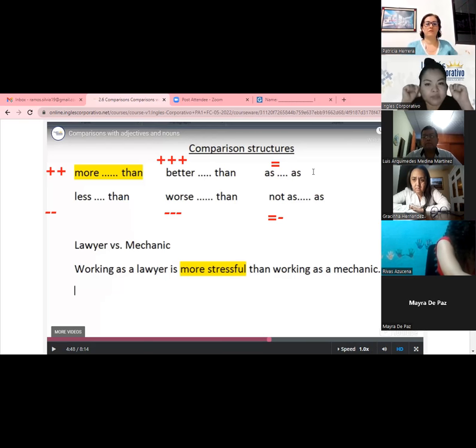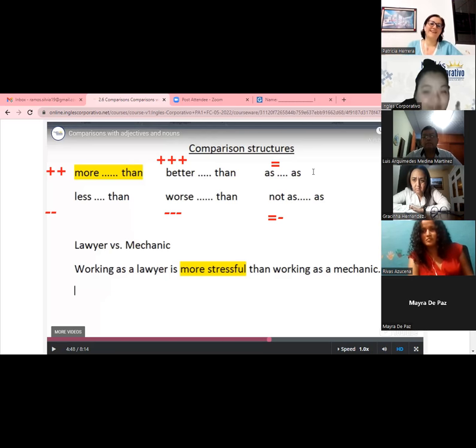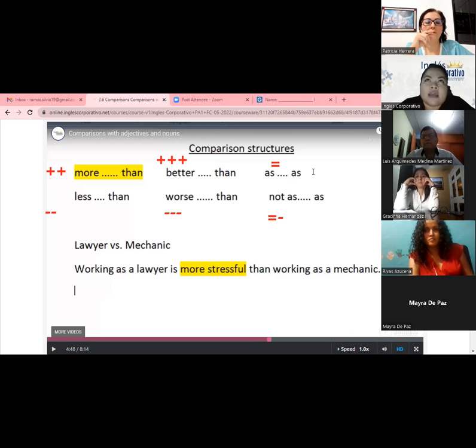Now, we can say here, eating vegetables is better, I think better is already the adjective. Eating vegetables is better than eating only potatoes. Eating fries. Eating fries. Exactly. Exercising every day is not as good as having, no, sorry. Exercising every day is as good as having an excellent diet, right?